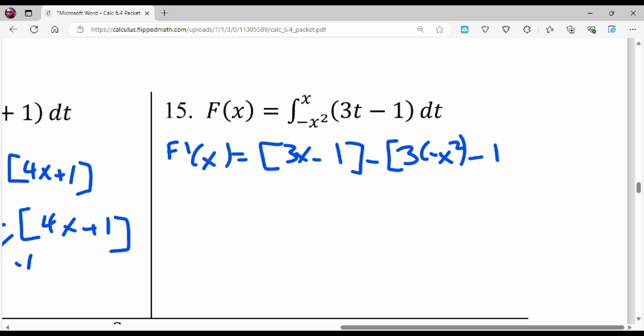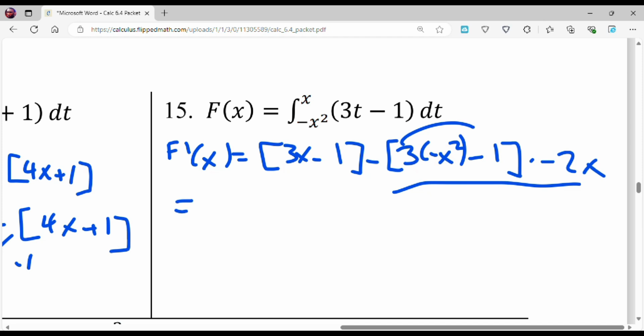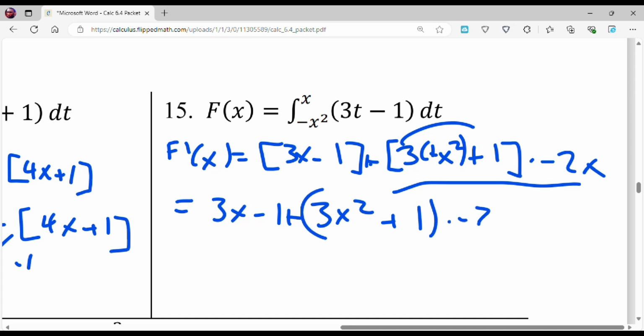Sorry. Okay, and then don't forget the chain rule. In the chain rule, you're going to multiply that by all of this, right? Not just in here, all of this. So simplify: 3x minus 1, minus is plus, so plus 3x squared, minus again plus, and then keep the parentheses there, right? Because we still have to multiply by negative 2x, so 3x minus 1.